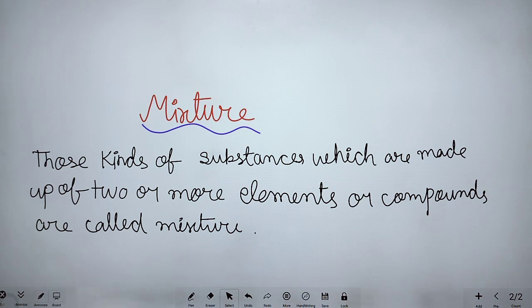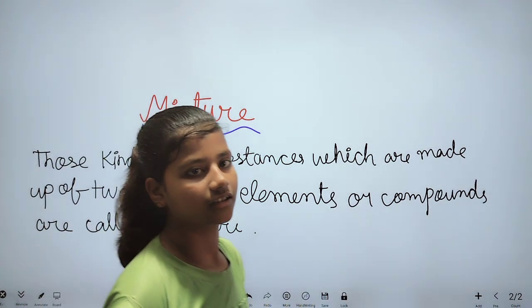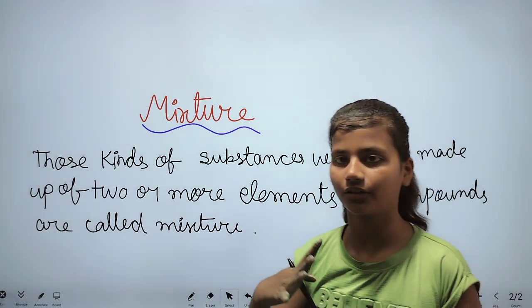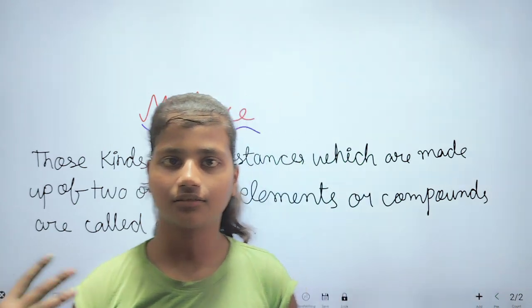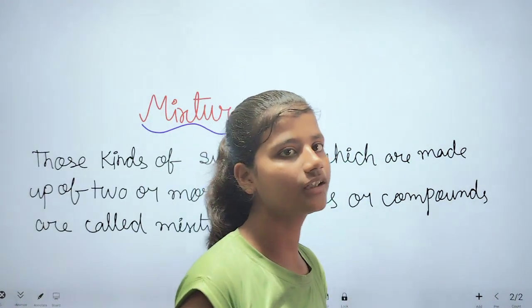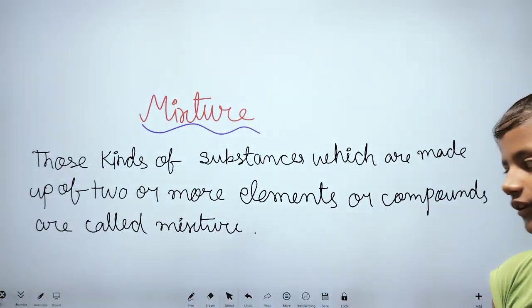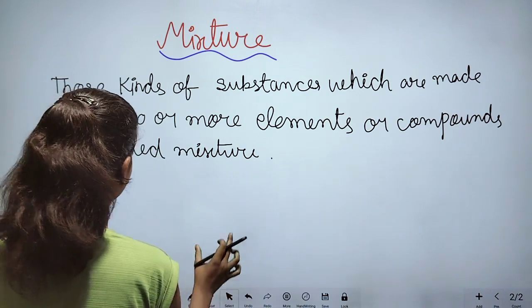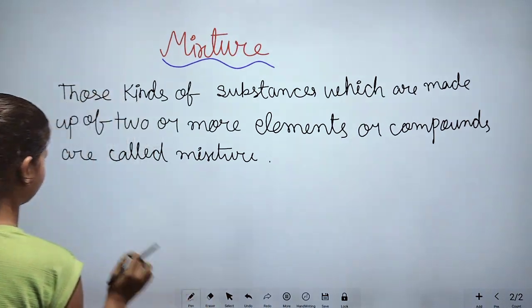I hope you understand what is mixture. Those kinds of substance which are made up of two or more elements, or you can also say compound, are called what? Are called mixture.